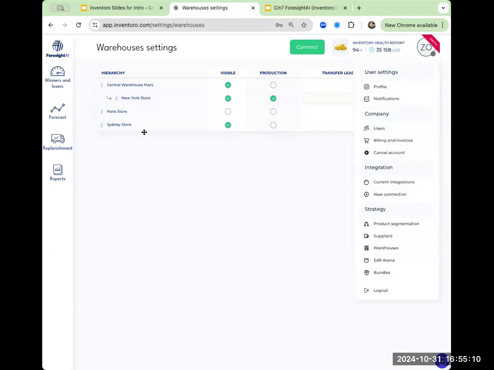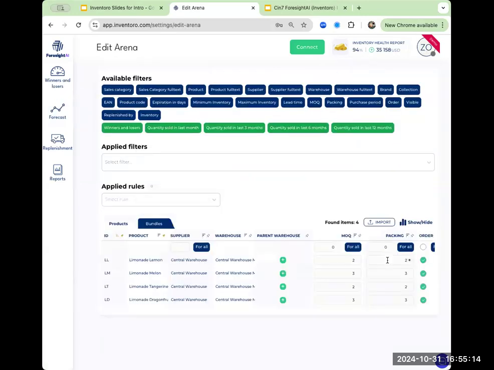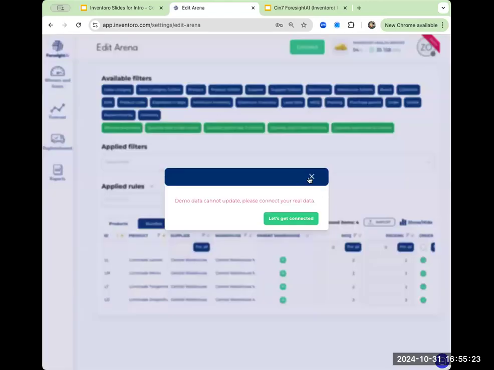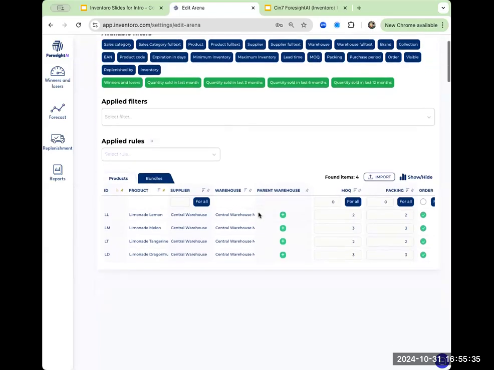Last but not least, we have the edit arena, and I will click on that. The edit arena is where you can make those small tweaks on a SKU by SKU level. So if you click on product, you could search the product and then it'll populate down here. Product is probably the most basic example, but you can also filter by brand, sales category, minimum order quantity, really any of these.